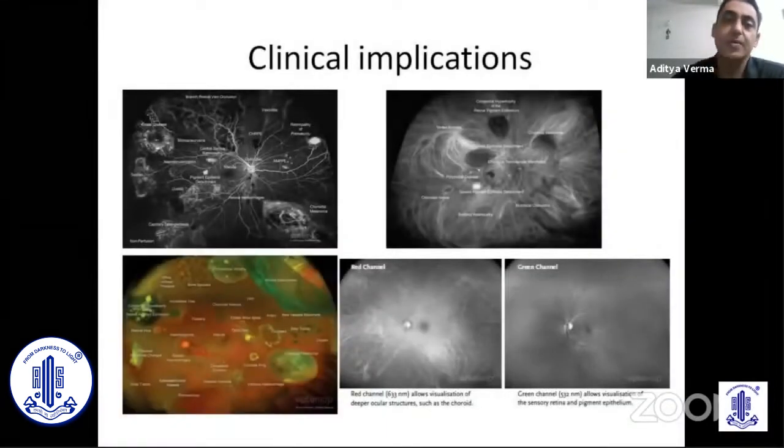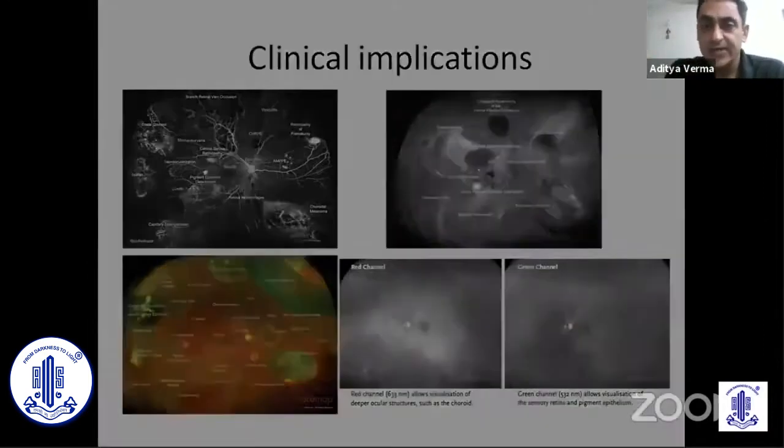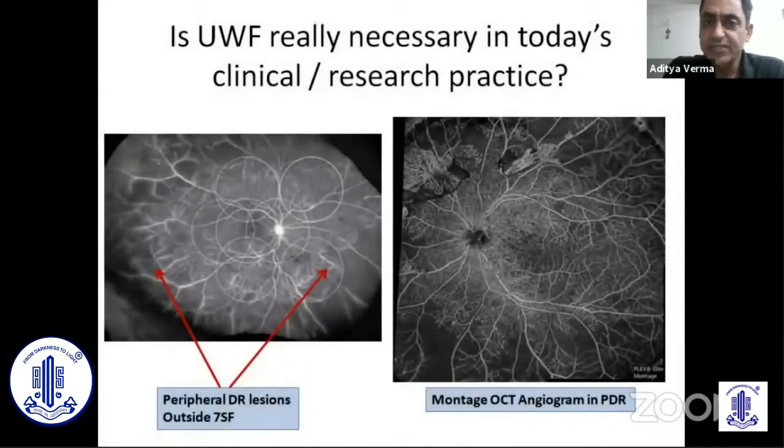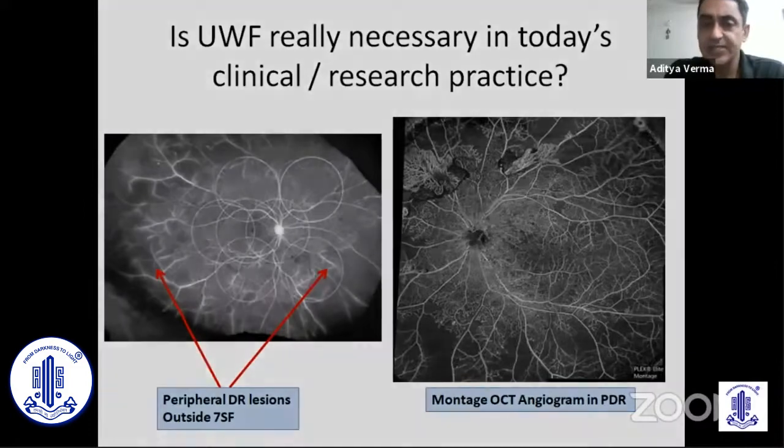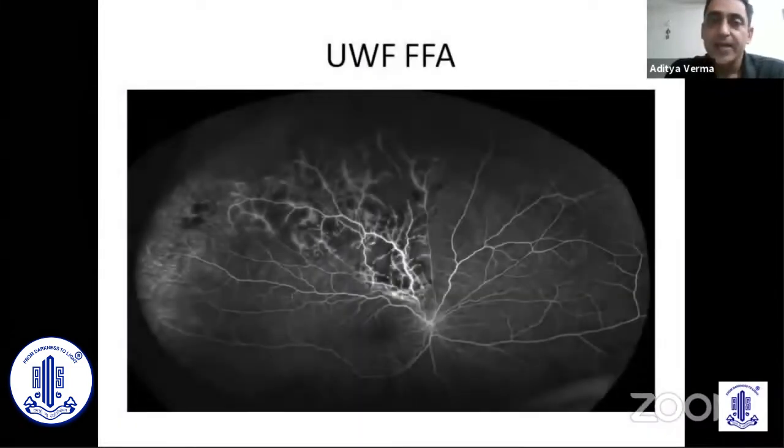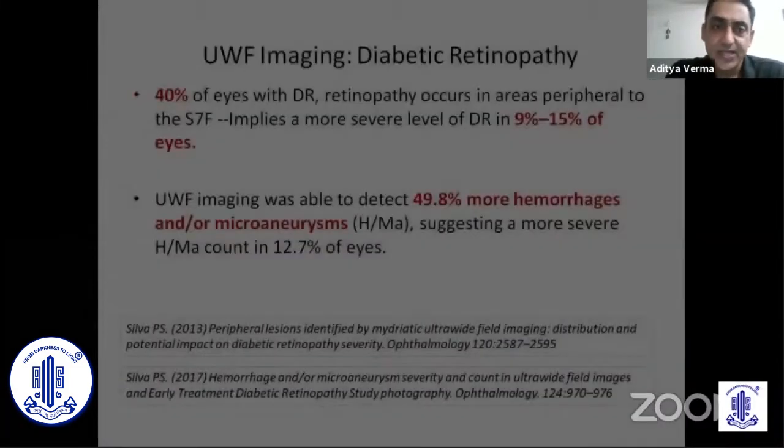And now I'm going to come upon what are the clinical implications of the fundus fluorescein angiogram and the ICG angiogram in day-to-day practice. The only question which comes to my mind is, is it really necessary in day-to-day practice? Because we have seen plenty of examples in the last two presentations. The peripheral lesions would be missed, and definitely our treatment strategies will change. I'm going to touch upon this now. Let's start with the fundus fluorescein angiogram.